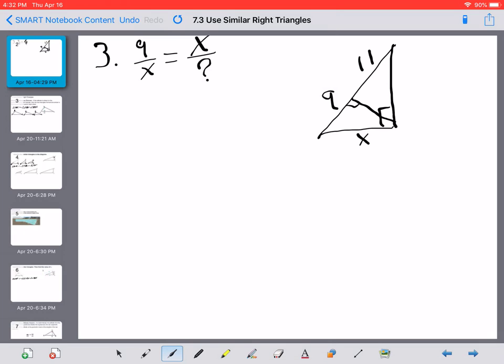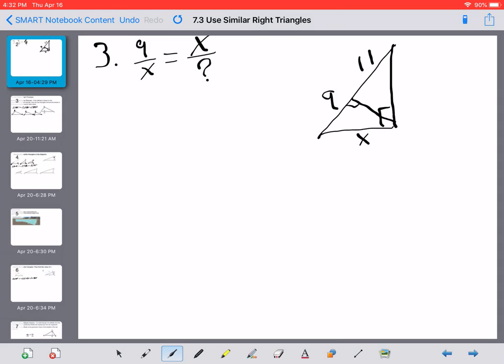Alright, I'm going to show you an example from your homework from 7.3, and this is number 3. Now in this question it asks you to find x. Okay, and it gives you this proportion, 9 over x is equal to x over what?